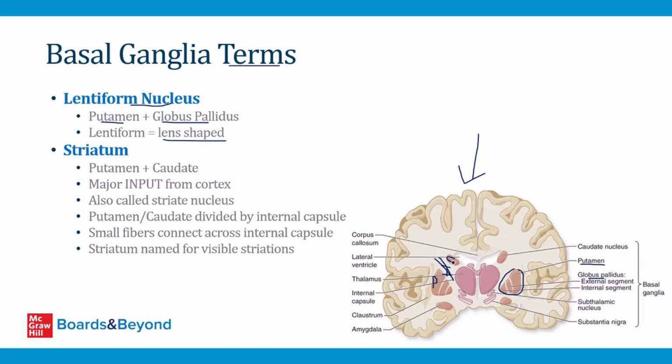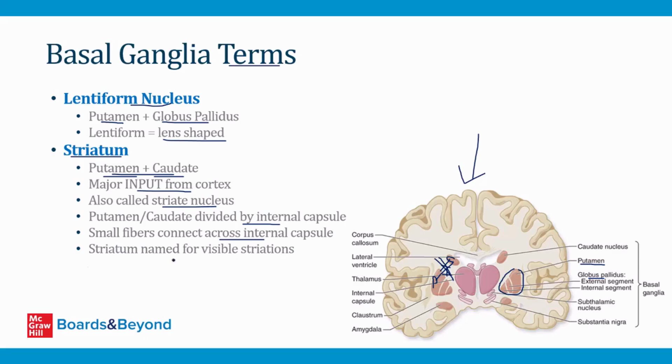And microscopically, there are little lines connecting the caudate and putamen called striations. And so together, these 2 basal ganglia nuclei are called the striatum. That means the putamen and the caudate. It's also called the striate nucleus. And as we'll see in just a minute, the striatum, meaning these 2 basal ganglia nuclei, are the major input from the cortex. When the cortex wants to carry out complex movements, it sends signals to the striatum. And as I said, they're divided by the internal capsule. There are small fibers that connect the 2 nuclei across the internal capsule.